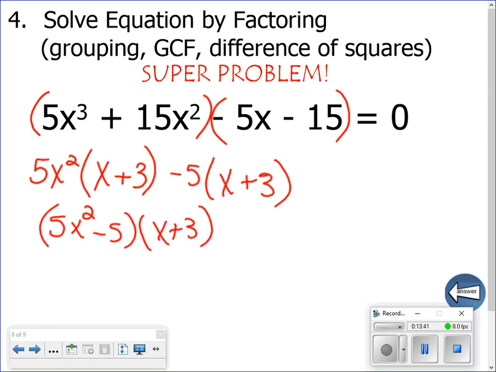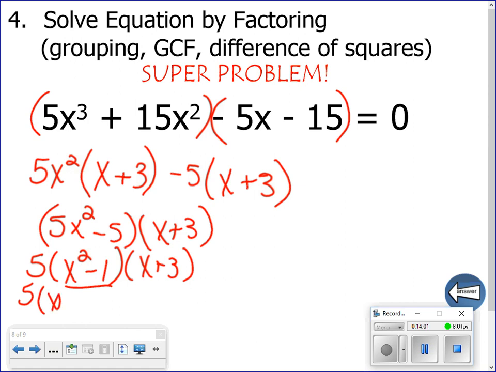I can also factor out another 5 from this first group. If I factor that out, that leaves me with x squared minus 1 and x plus 3. Now, we have a difference of squares here, because x squared and 1 are both perfect squares. So that could be factored into x minus 1 and x plus 1.